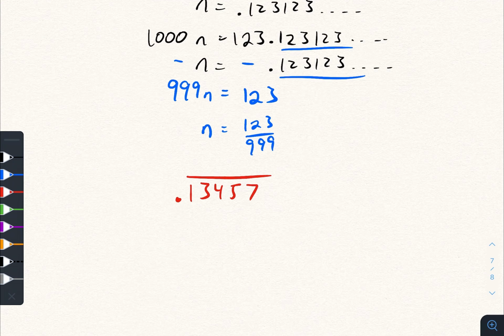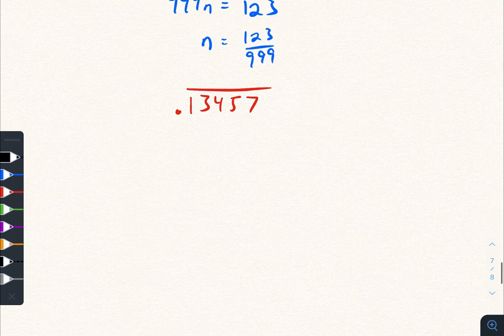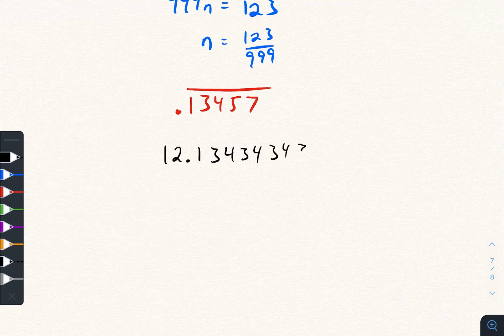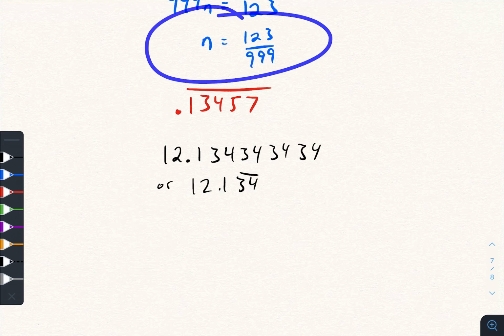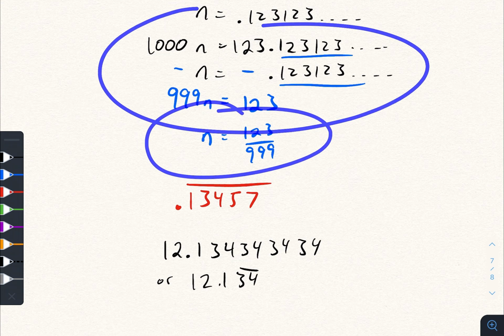The approach gets a little bit more complicated if you have something like, say, 12.1, let me use some different digits, and then 3, 4 repeating or something like that. So 12.134 repeating. So this, you would have to handle a little bit differently, but we're not going to get into that. Maybe another time we'll get into that. But for now, just get comfortable with this approach up here.